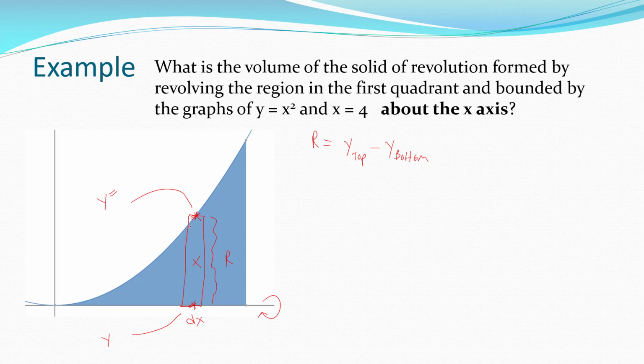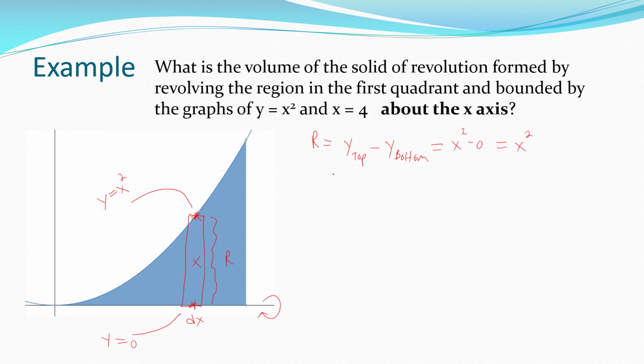In this case, every single point on this upper curve satisfies the equation y equals x squared, and every point on the lower curve is defined by y equals 0. So the r must be equal to x squared minus 0. That, of course, would just be x squared.